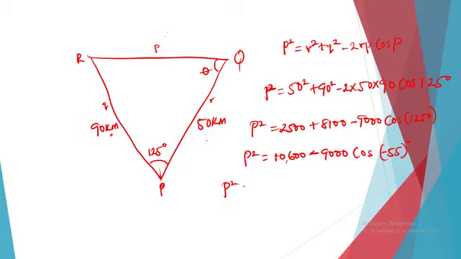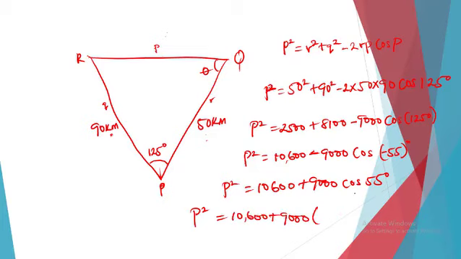And therefore, we have P squared equal to 10,600, then minus 9,000 times minus cos 55, which will give us plus 9,000 cos 55 degrees. Therefore, P squared will be equal to this plus this. We have 10,600 plus 9,000 into cos 55, and cos 55 is equal to 0.5736. Okay, cross check it on your calculator.